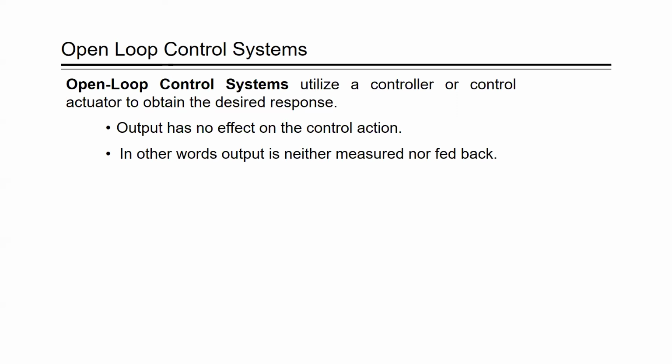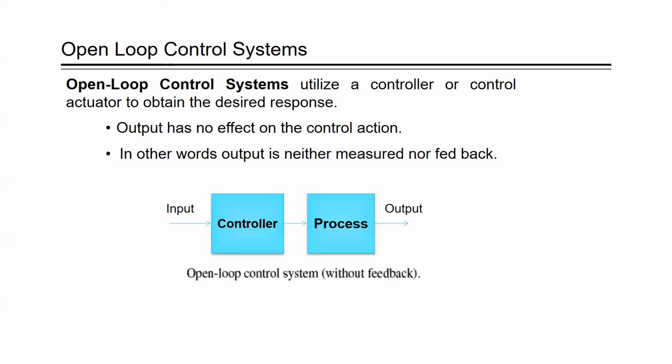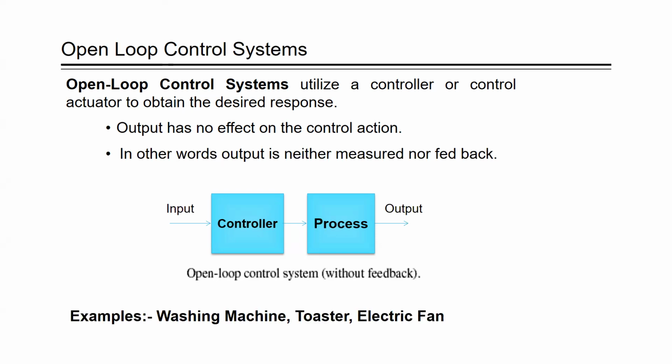So it only takes an input and based on various calculations and assumptions provides the control signal without measuring the output. So you can see that it's just the input going into the controller, the control signal going into the process and getting an output with no feedback. So examples are your washing machines, your toasters, your electric fan.